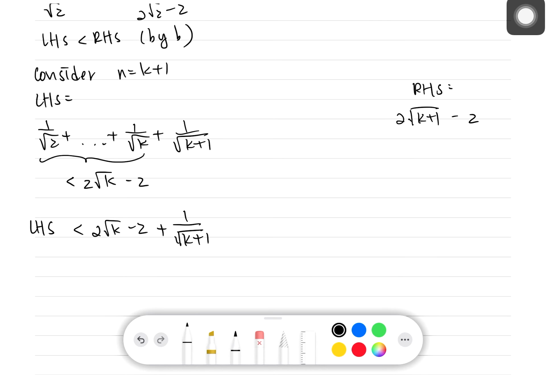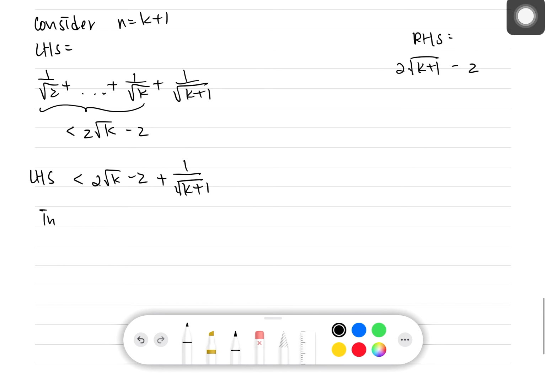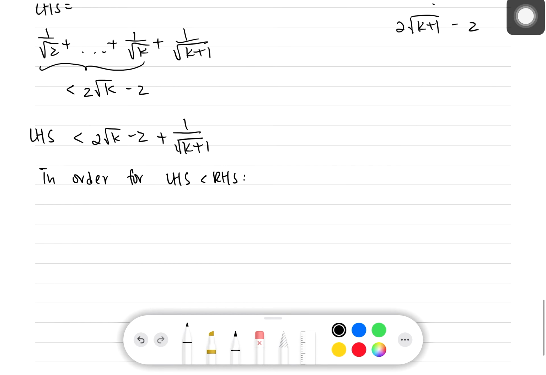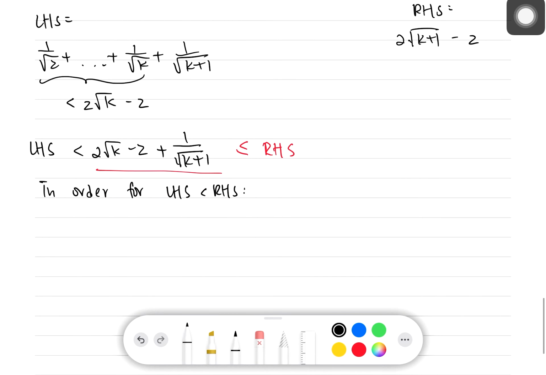Now, basically what happens is that in order for the left-hand side to be smaller than the right-hand side, we need effectively that the right-hand side is greater than or equal to this section here. So our new problem now becomes: show that 2 root k minus 2 plus 1 over root k plus 1 is smaller than 2 root k plus 1 minus 2.